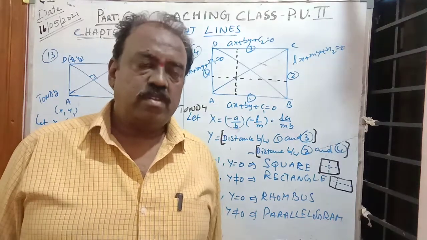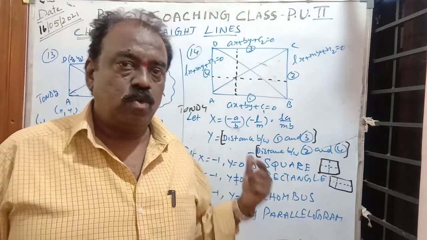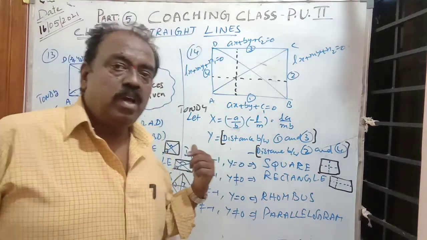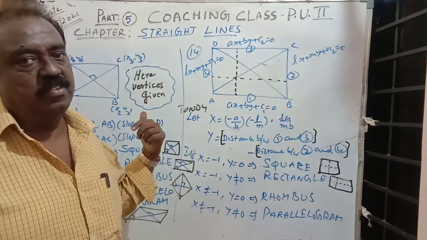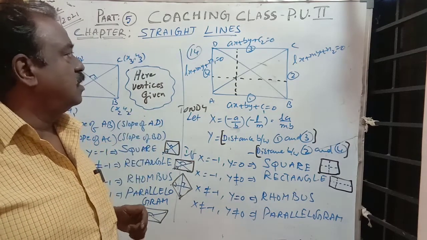It is coaching classes for maths for the PU2 students, and we are in the chapter Straight Lines, that is the synopsis, the last one.